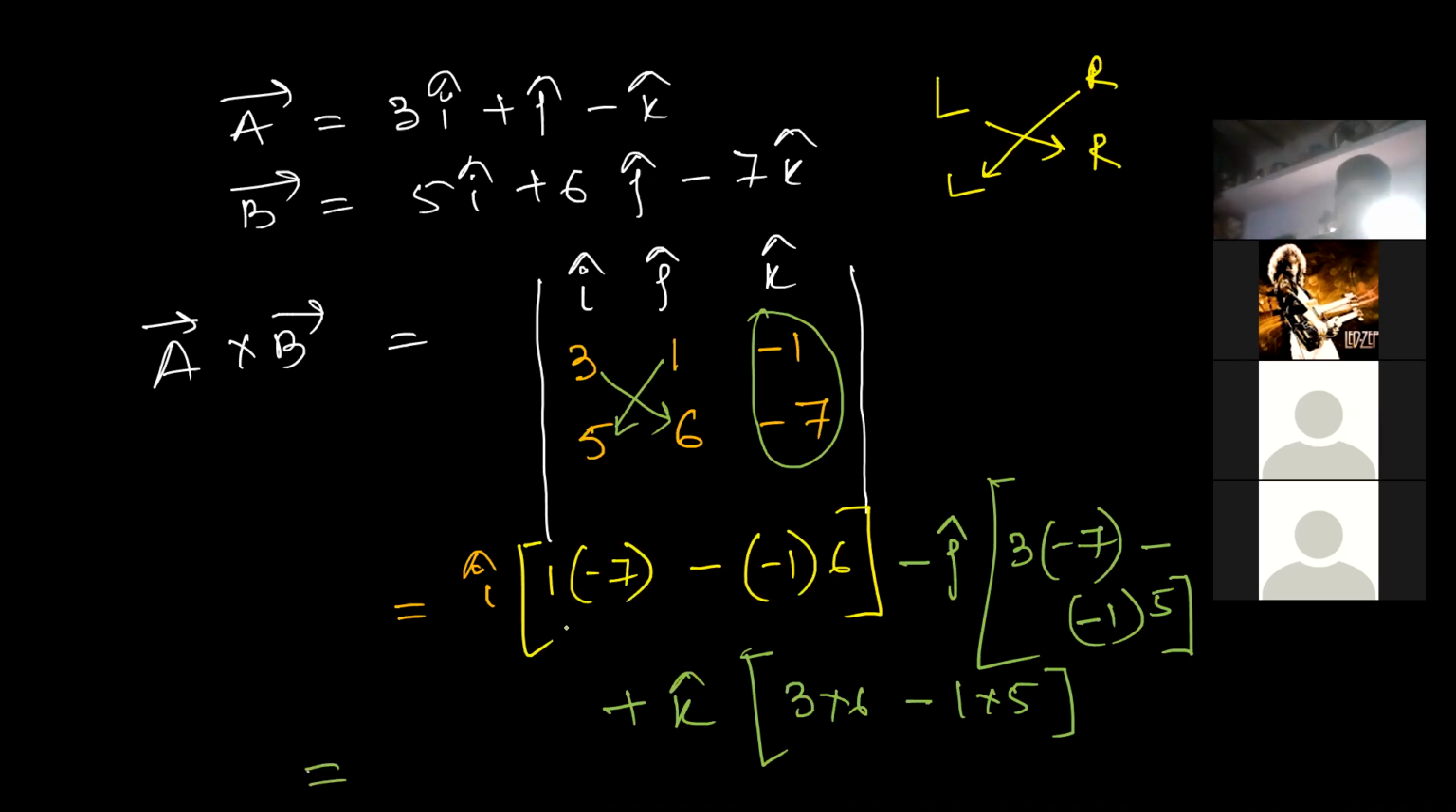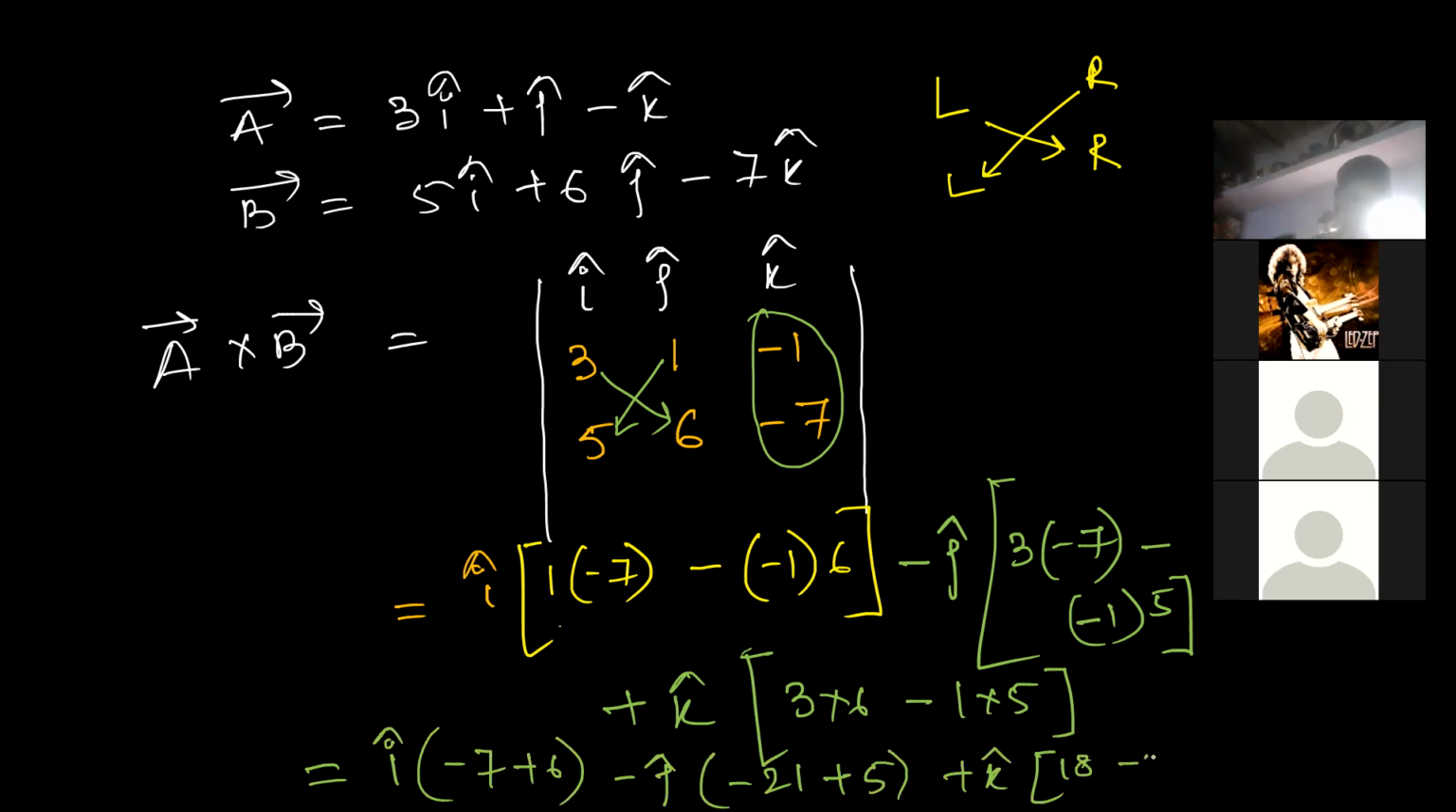So in the case of i cap, if I calculate, this is i cap multiplied by minus 7 plus 6, right? Now minus of j cap, it is 3 into minus 7, that is minus 21. Minus minus, it should be plus 5. Now for the case of k cap, it is 3 into 6, that is 18, minus 5 into 1, it is 5.